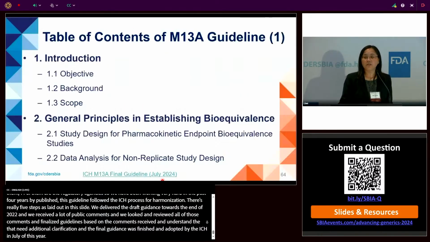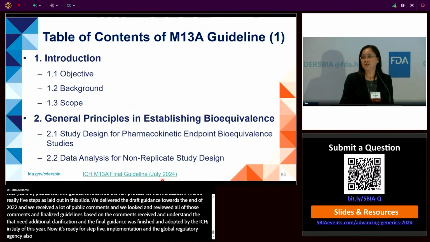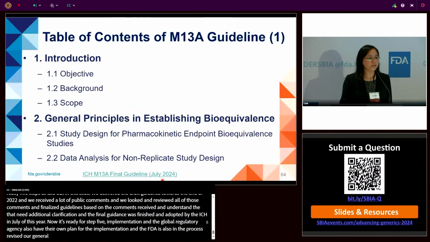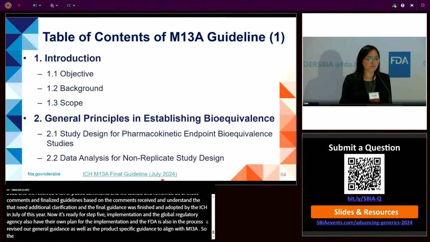The global regulatory agencies under ICH also have their own plans for implementation, and the FDA is in the process of revising our general guidance as well as the product-specific guidance to align with M13A. The overall content of M13A in the final guidance does not change from the draft guideline.